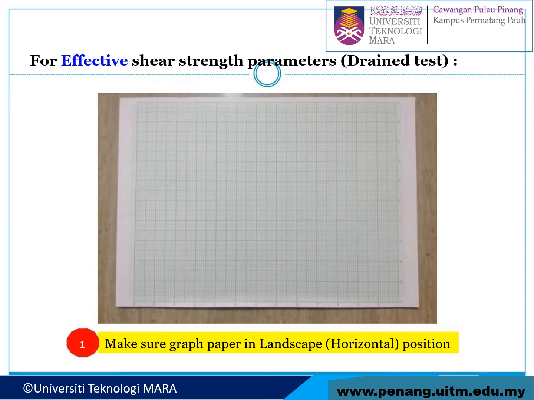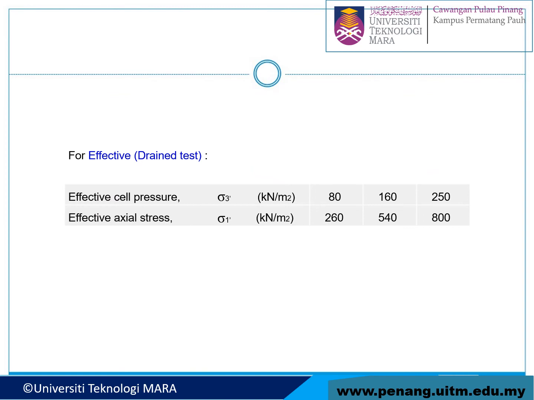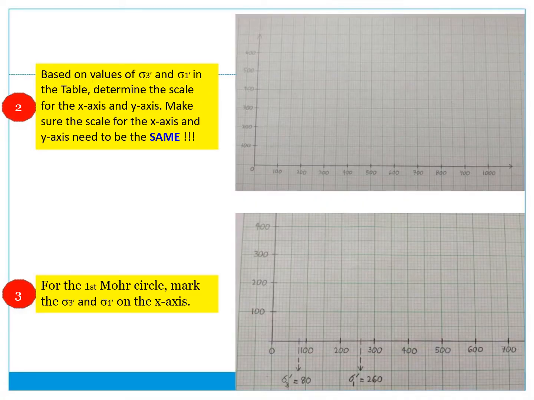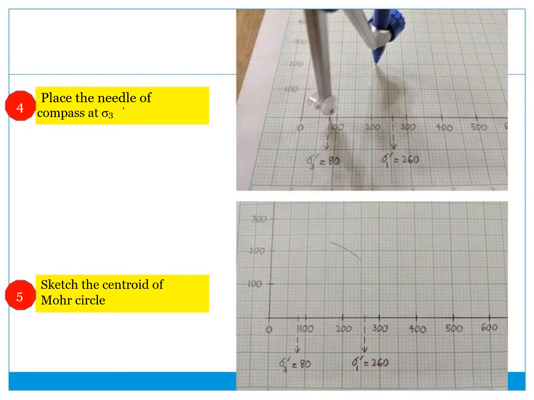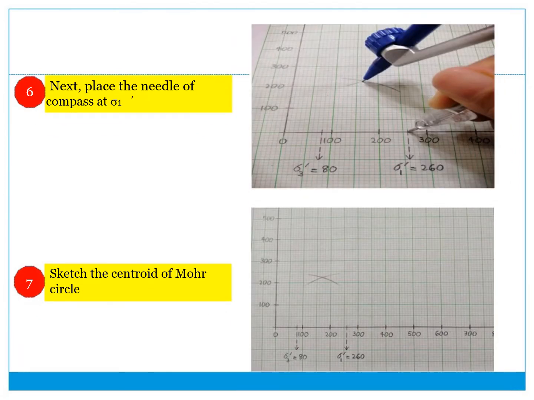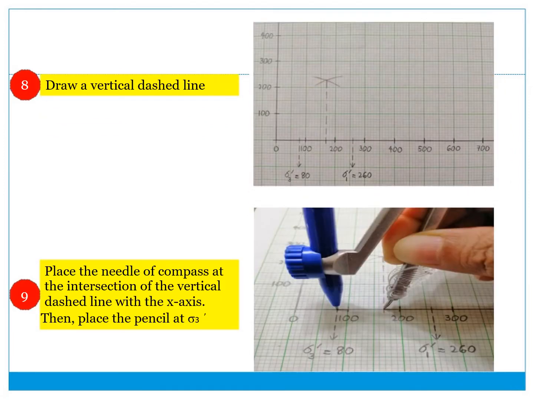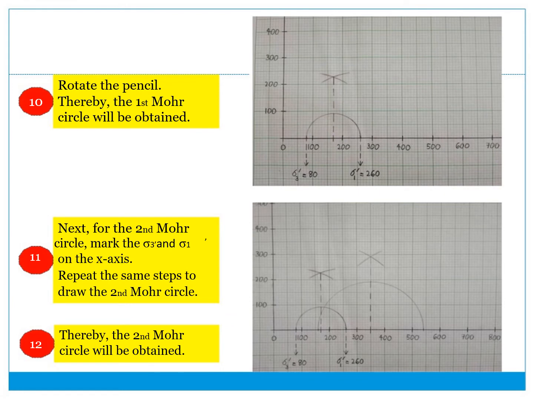Alright, so now we go for the effective stress parameters. Make sure the same thing for the normal stress. You have to make sure that the graph is in landscape. So you refer to the effective stress information, sigma 1 prime and also sigma 3 prime. Same thing, you repeat the procedure number 2, 3, 4, 5, 6, 7, 8, 9, 10, 11, 12.